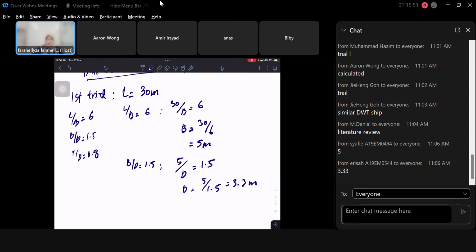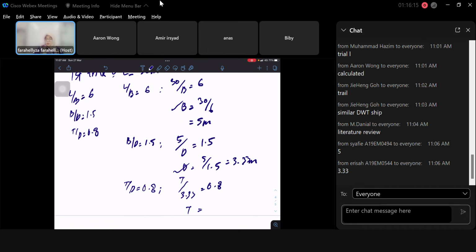Yes, right, 3.33. So basically you have your B, you have your D, with this assumed L for trial L. This is only the first trial. So T upon D is equal to 0.8. So T divided by your D, 3.33, is equal to 0.8. So you have your T, which is 0.8 times 3.33, so 2.67.